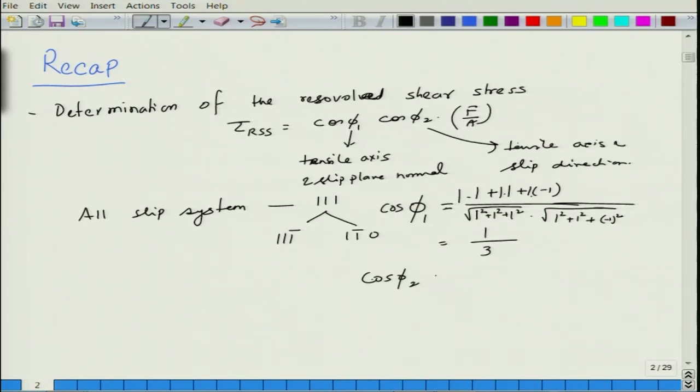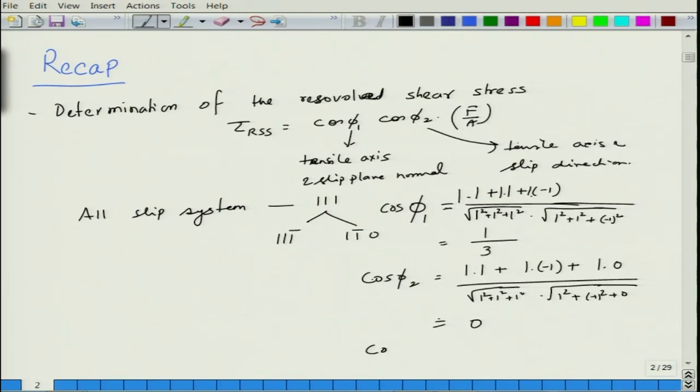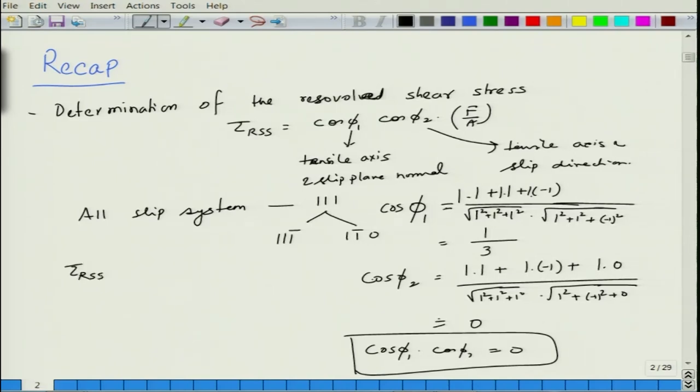Cos phi 2 will be equal to 1 into 1 plus 1 into minus 1 plus 1 into 0 divided by square root of 1 square plus 1 square plus 1 square into square root of 1 square plus minus 1 square plus 0. And this, you can see, this will become 0. So, essentially in this case, cos phi 1 into cos phi 2 will be equal to 0. So, this is how you work out the angles, and then you work out what you call tau RSS. And so, the slip system which will be first active is where tau RSS is maximum. Tau RSS maximum will be the active slip system.